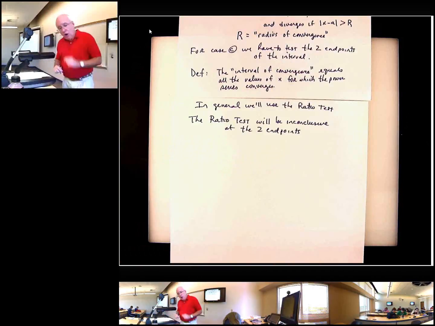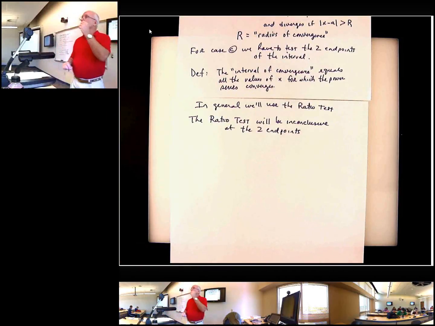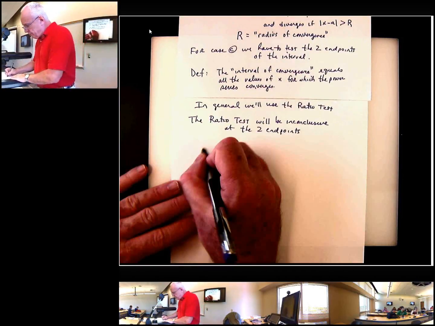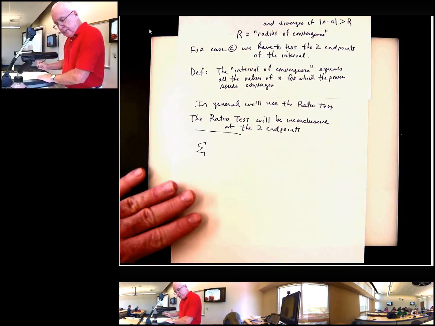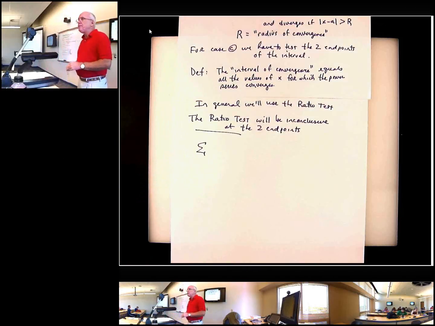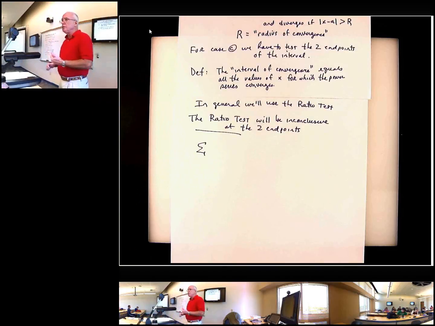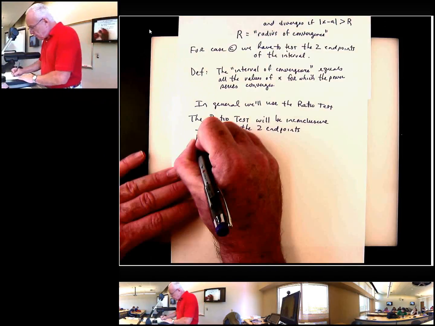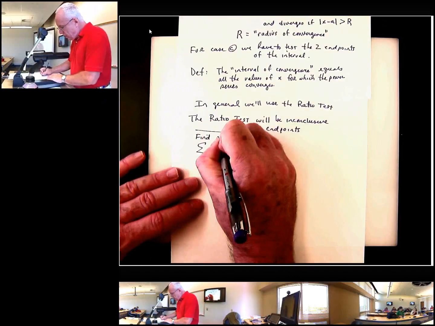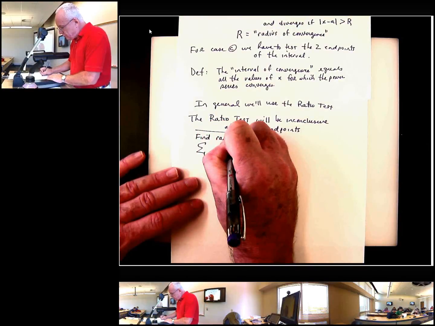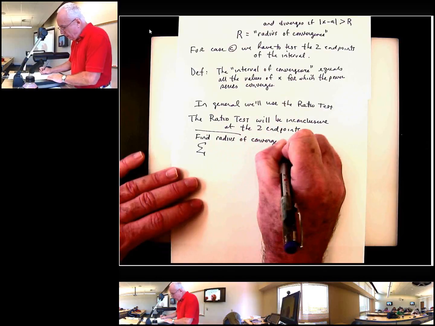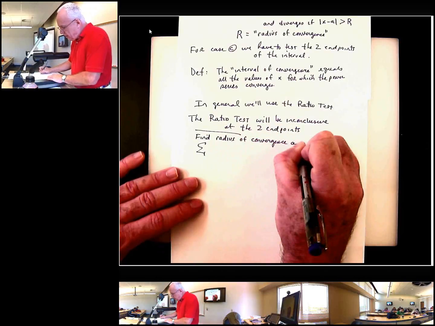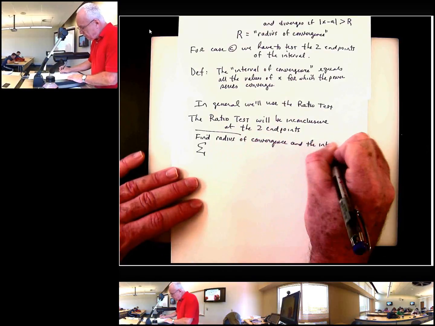Okay. All right, so let's look at another example then here. Summation... okay, let's say this is what the question's asking. Let's find the radius of convergence and let's find the interval of convergence.